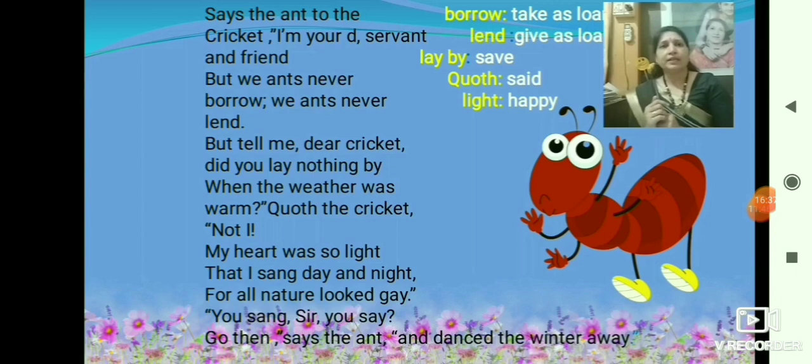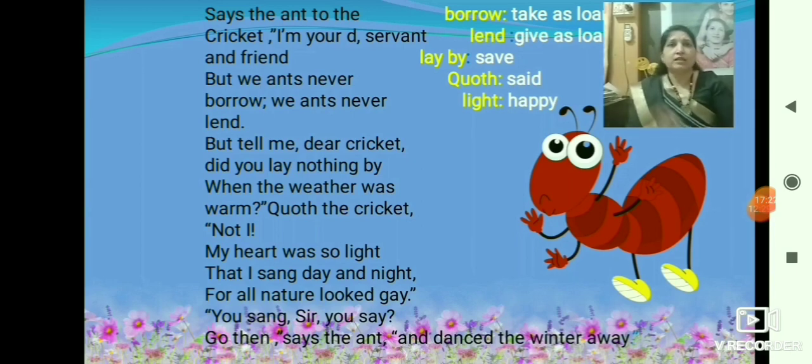Says the ant to the cricket, I'm your servant and friend. When the cricket asks for shelter and food, what did the ant reply? Look here, says the ant, I'm your servant. If you ask me for any work, I will do it for you. I am your friend. If you ask me to enjoy with you or to help you in another way, then I will do it.